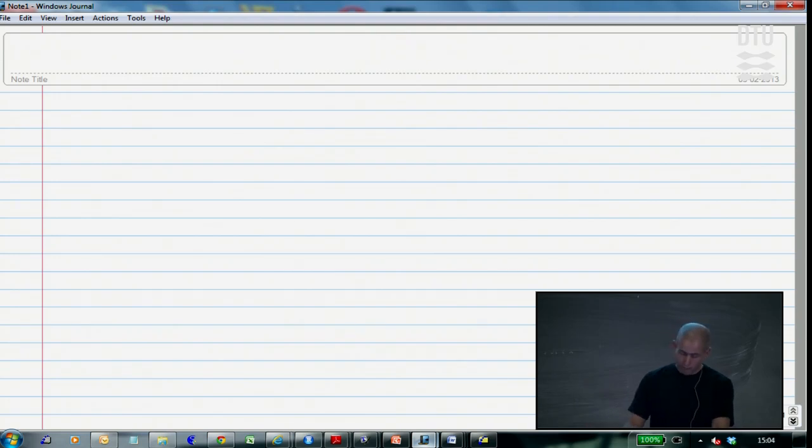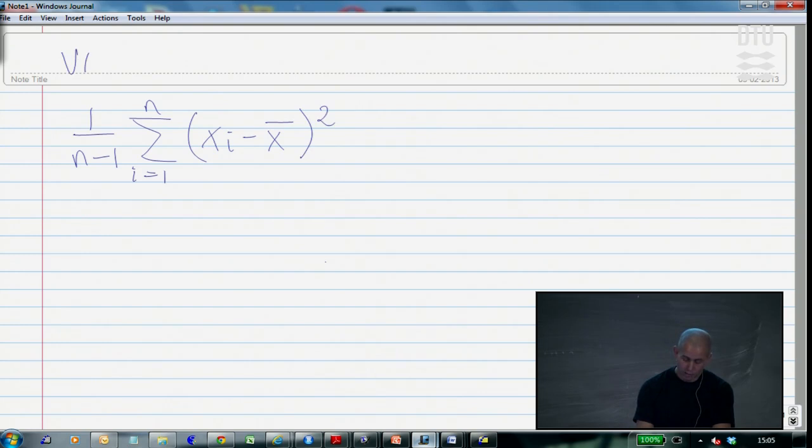Okay, I would like to take the opportunity to share with you that there is actually a computational formula for the basic variance, you could say. So the defining formula of the variance looks like this, where we take each observation and subtract the mean, and then we square them and we add them together and we divide by n minus 1.